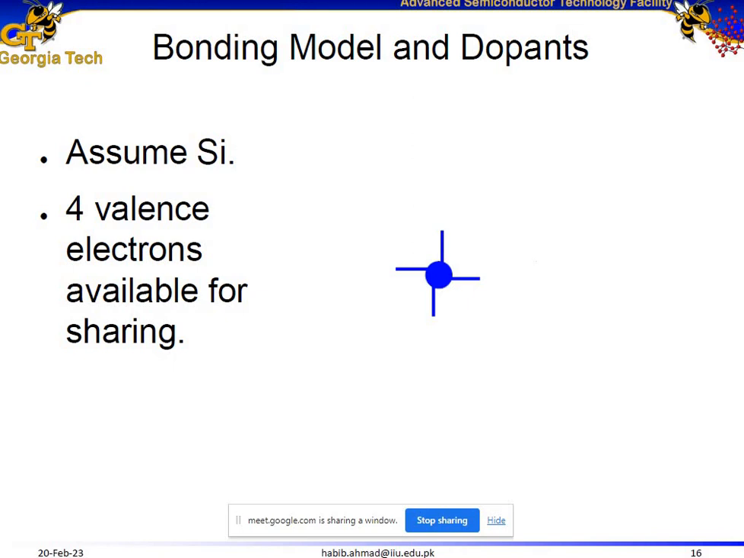14, right? Which means it has 2 electrons in the first shell, 8 electrons in the second shell, and 4 electrons in the outermost shell, or the valence shell. And these 4 electrons are available for bonding. So consider this is a silicon atom, and these 4 are the 4 valence electrons of the silicon.